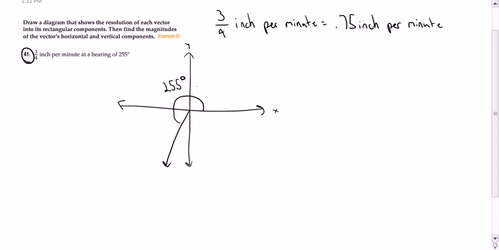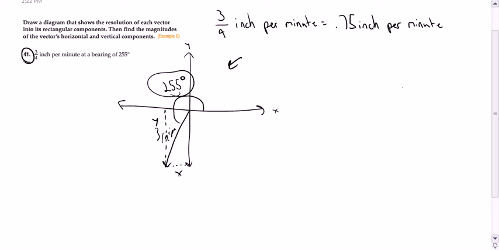So you begin by drawing this graph, which is just an XY graph, a two-plane, which is simple. And then you say it's 3/4 inch, which is this magnitude, so 3/4 inch per minute at a bearing of 255, which is basically just saying at an angle of 255. So the vertical component would be right here. So let's just call this y, and then the horizontal component would just be right here, so x.